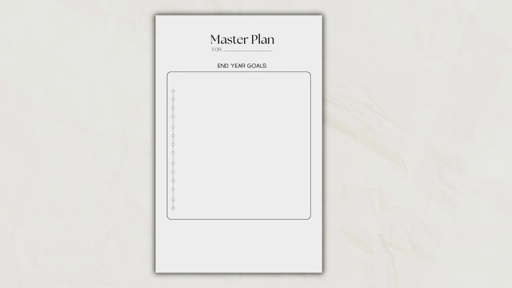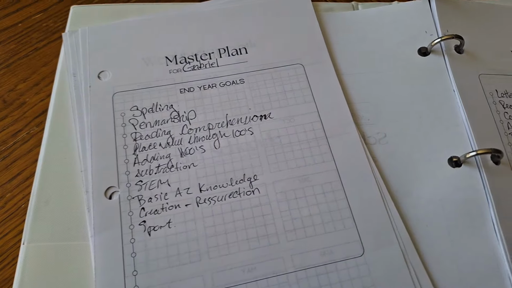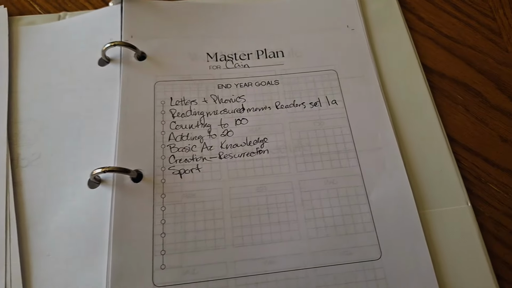Let's start with our master plan. Now this is going to be just the big picture. What do you want to teach your child this year? Don't put down any specifics, just put down some major goals or benchmarks as bullet points. Just make sure that you have one for each kid.